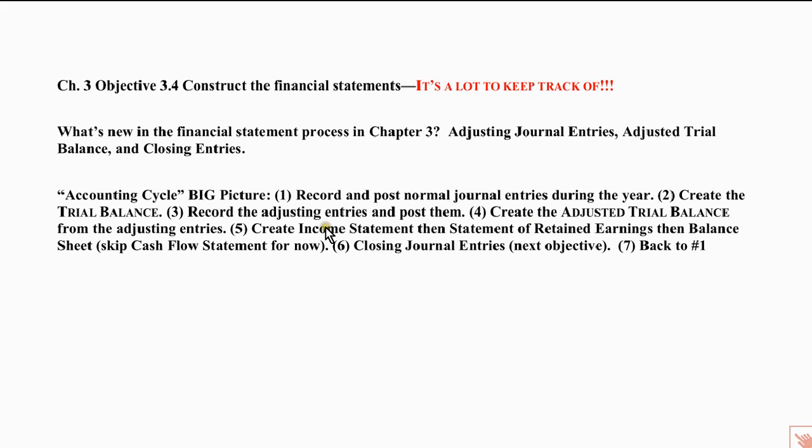So we'll follow the same process that we did before. So we have the normal journal entries here, number 1. We get the trial balance, and then step 3 and step 4 here are what we're inserting. And then you go back to what you know, which is from the adjusted trial balance. Works just the same. You'll create the income statement, statement of retained earnings, and the balance sheet. You can create the cash flow statement. We're going to skip that for now. Closing journal entries, that's part of this whole thing, but we'll see those in the next objective. And we call it a cycle because the last step is start all over again.